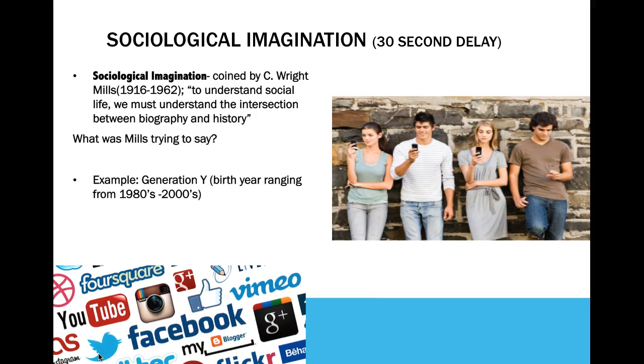So what Mills was trying to say is that 1, history is an important factor in determining how people's lives play out. So think about how different your life would be if you had been born in the 1930s.